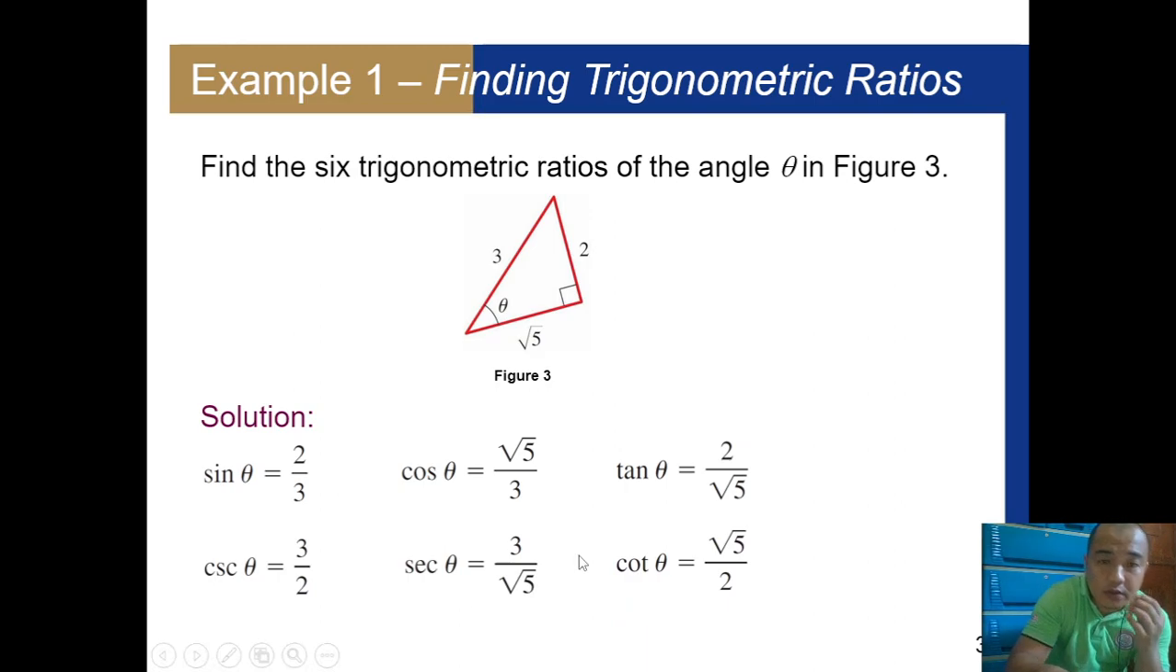And of course, cosecant is the reciprocal of sine, 2/3, so 3 halves. Secant, reciprocal of cosine, square root of 5 over 3, so 3 over square root of 5. Cotangent, reciprocal of tangent, square root of 5 over 2.